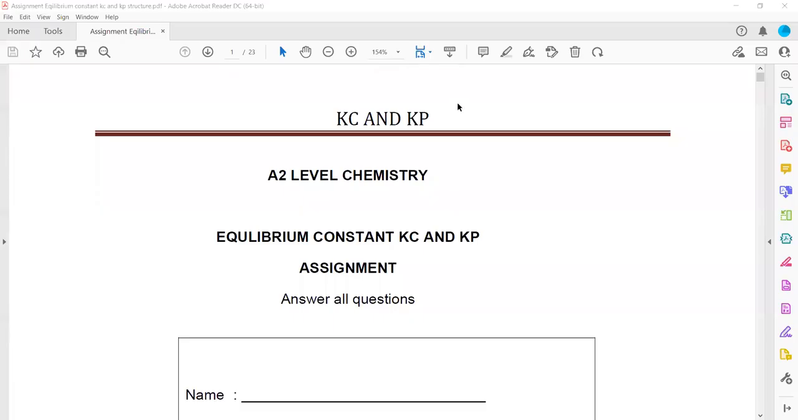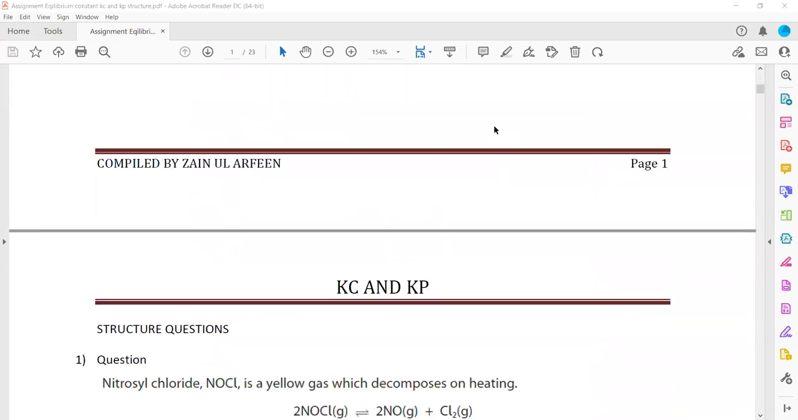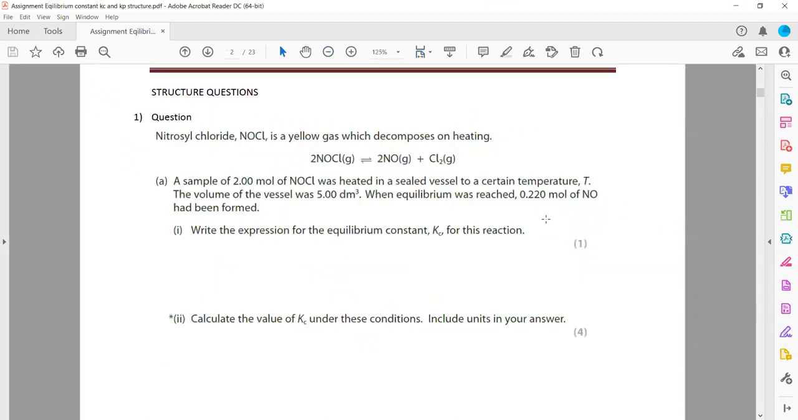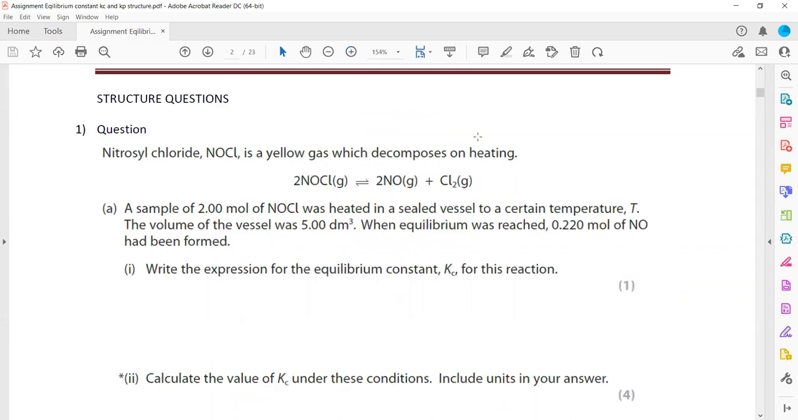So this assignment is related to equilibrium constants Kc and Kp. The structured questions are related to the topic. In the first part, we have nitrosyl chloride, which is a yellow gas that can decompose to form nitrogen monoxide and chlorine gas.